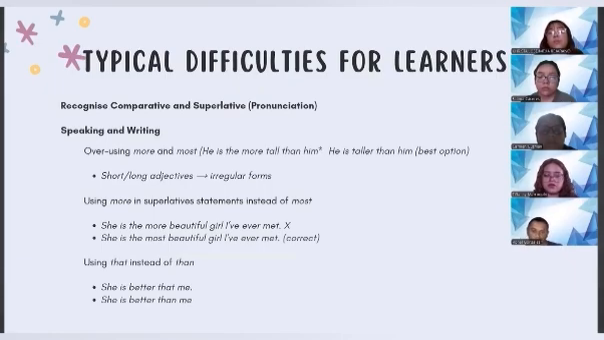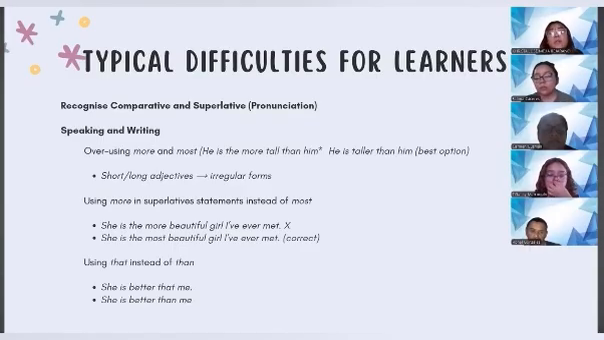First, we have overusing more and most. Instead of saying he's taller than him, we say he's more tall than him. But this also is influenced a lot depending on whether we're using short or long adjectives or if they are in irregular form. The second one is using more in superlatives in statements instead of most.